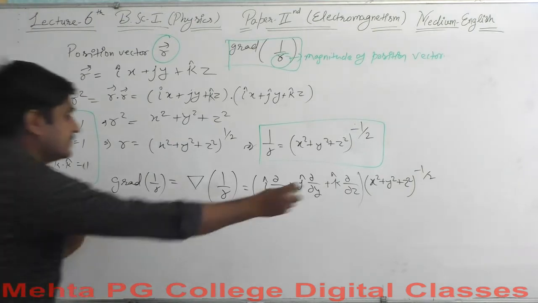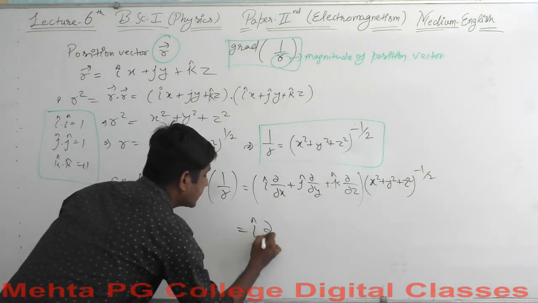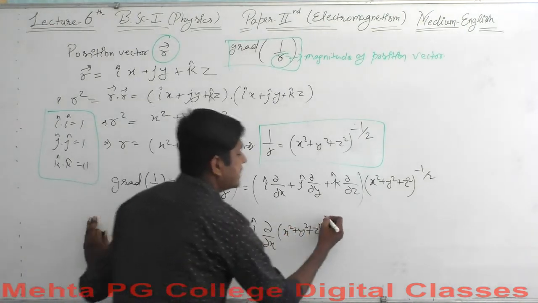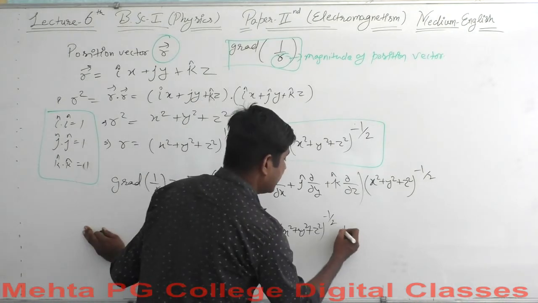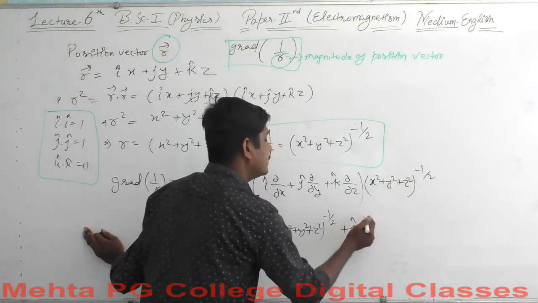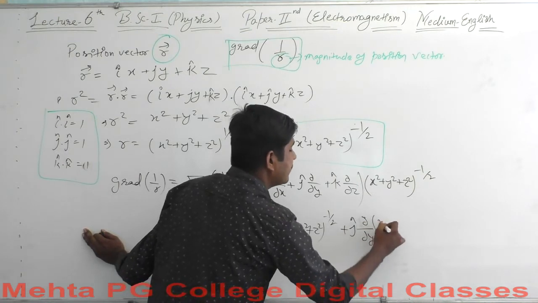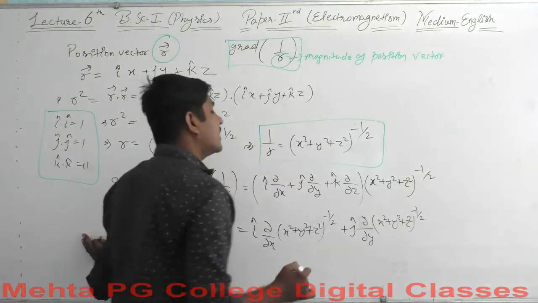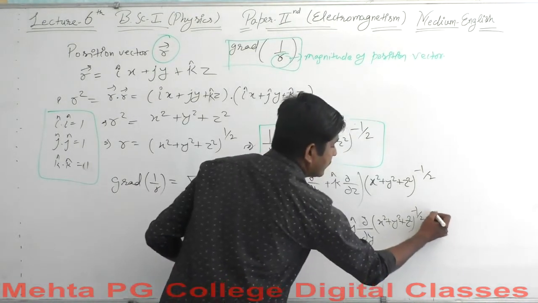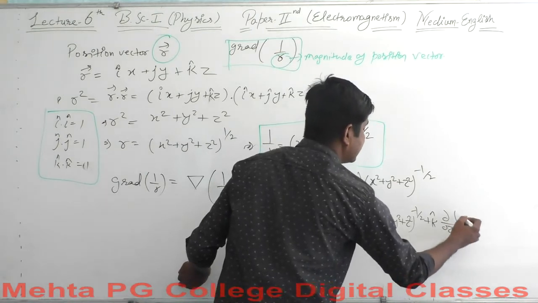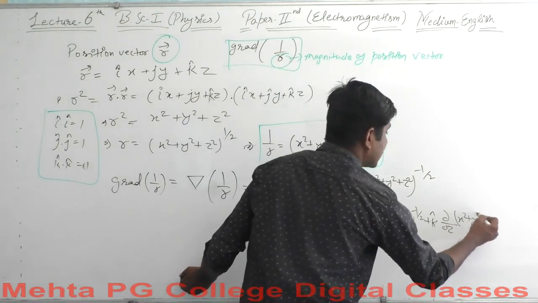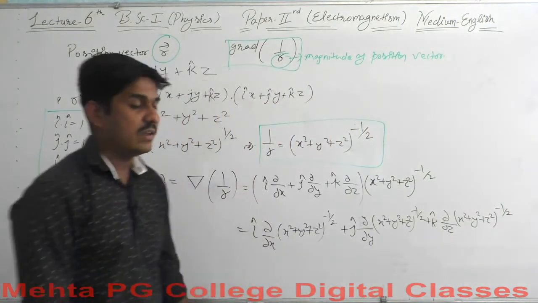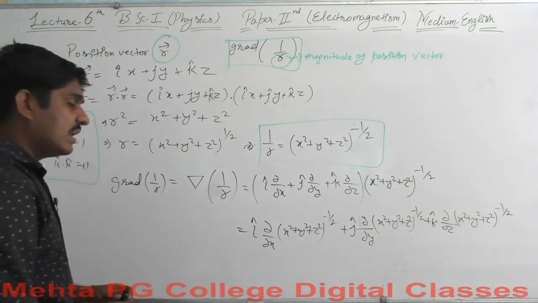It will equal i cap ∂/∂x of (x² + y² + z²) to the power minus 1 by 2, plus j cap ∂/∂y of (x² + y² + z²) to the power again minus 1 by 2, plus k cap ∂/∂z of (x² + y² + z²) to the power again minus 1 by 2. Okay, so this is it. So let's start with the integration.